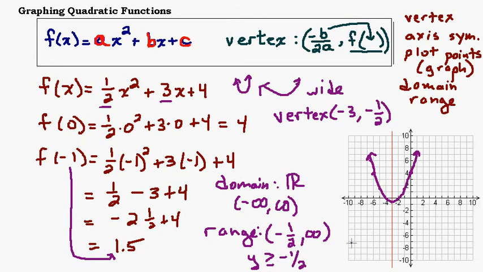So there it is. There are all the characteristics of a parabola in this form. This is a formula that you're going to want to remember, the opposite of b over 2a, and then you have to plug it back into the formula to find the other value of the vertex.